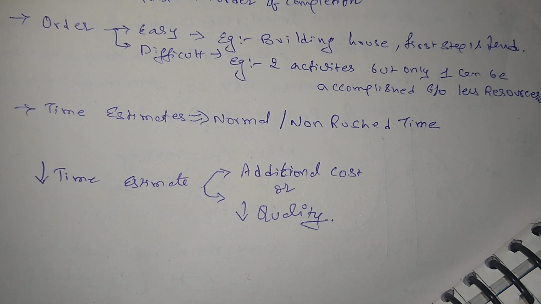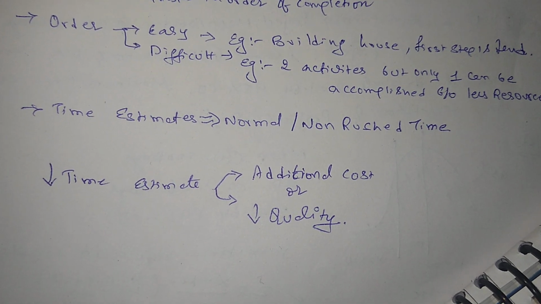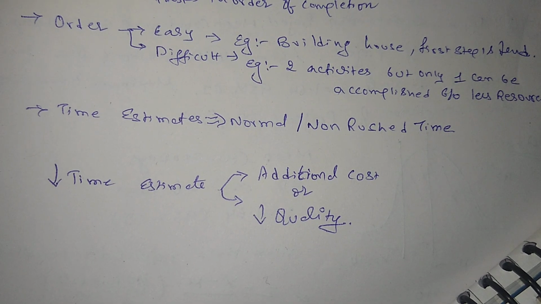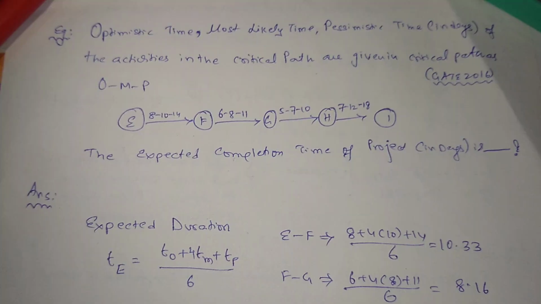So the time estimates are normal or non-rushed time, or sometimes we can decrease the time estimate because of additional cost or decreased quality. Now let us see an example.